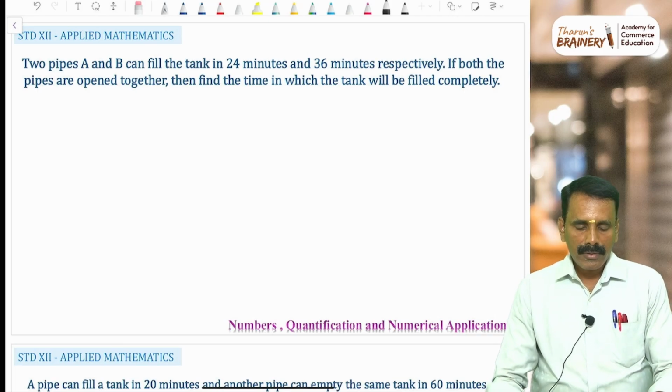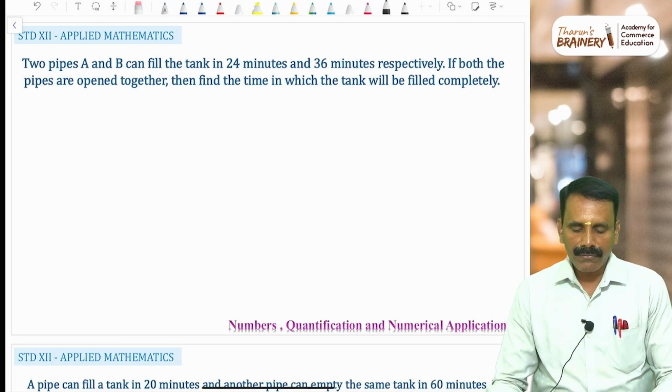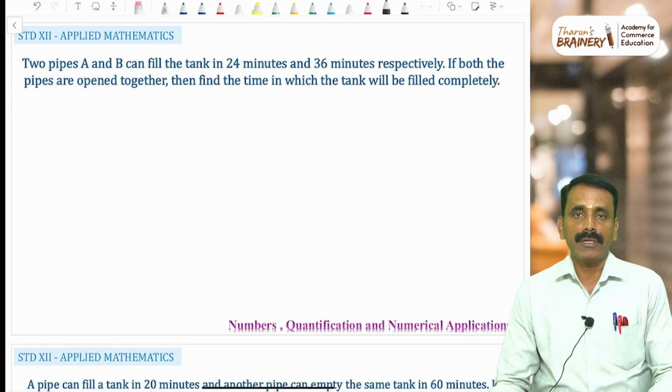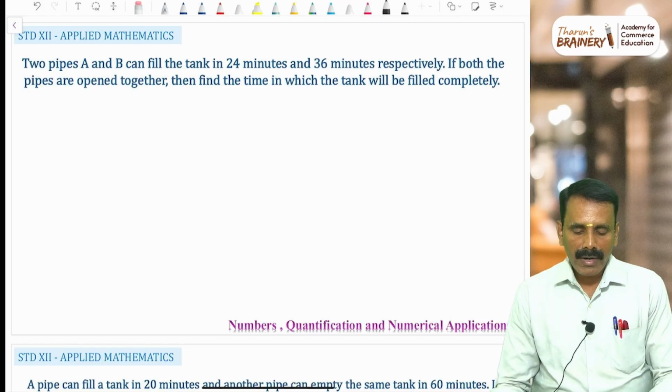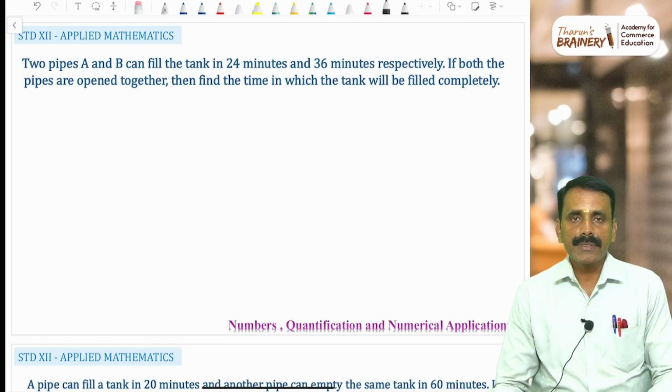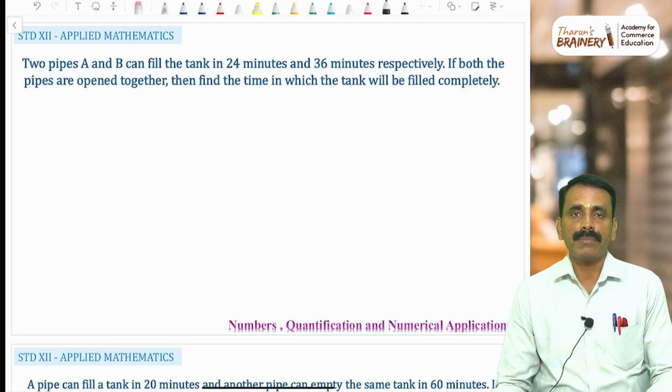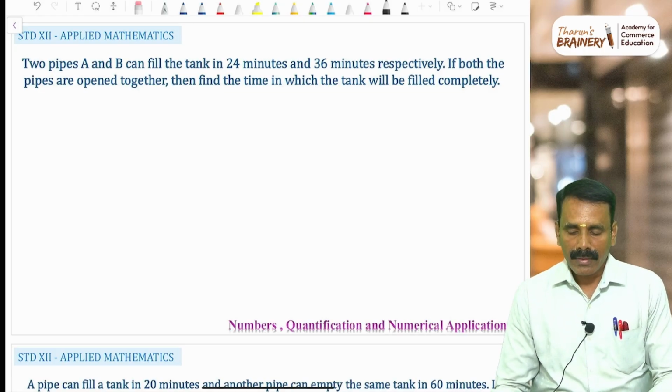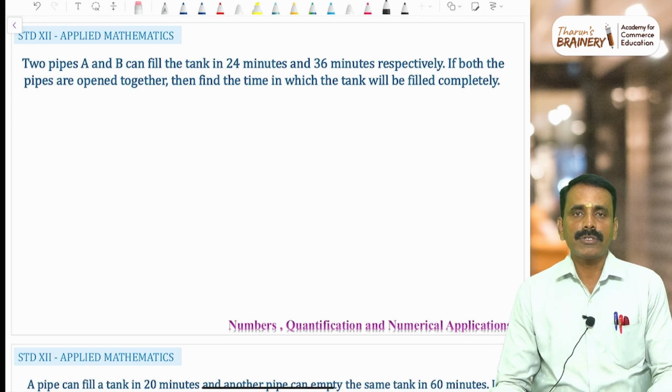Here we are having the problem. Two pipes A and B can fill the tank in 24 minutes and 36 minutes respectively. If both the pipes are open together, then find the time in which the tank will be filled completely. So one pipe A fills the tank in 24 minutes, and another pipe B fills the tank in 36 minutes individually. Now both the pipes are open at the same time, and we are supposed to find the time taken to fill the entire tank.